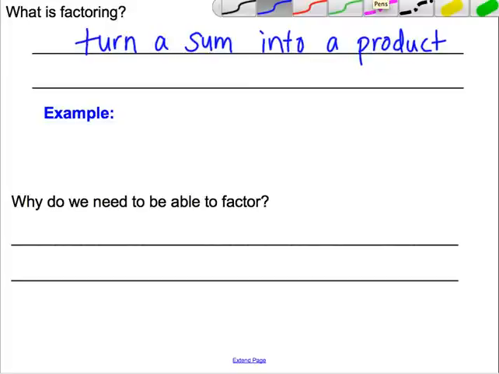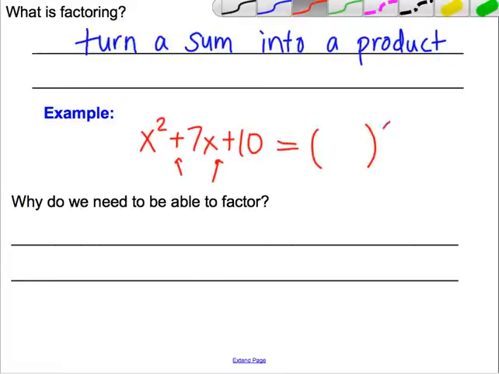So an example of what this means is when we take something like x squared plus 7x plus 10. That's a sum because it's got things being added. And we're going to turn it into something that's equal, but it's a product. So it's things being multiplied. And so in our case, for this one, it would be x plus 2 times x plus 5. That is an equivalent statement, but it's written as a product because it's being multiplied instead of being added.